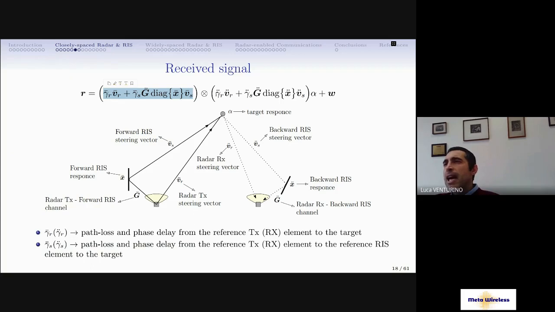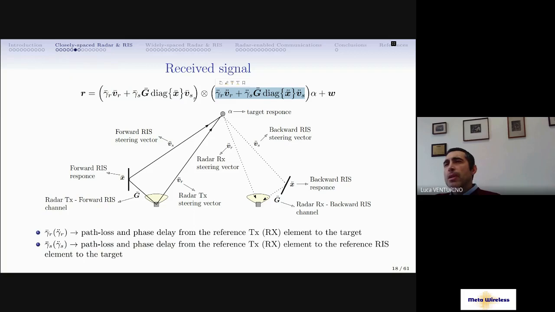At the receiver side, we have a specular situation because we have two indirect links going from the target toward the radar. One is the direct link, and the other one is the indirect link. And the notation is similar, except that now we have double dots because we are at the receive side.